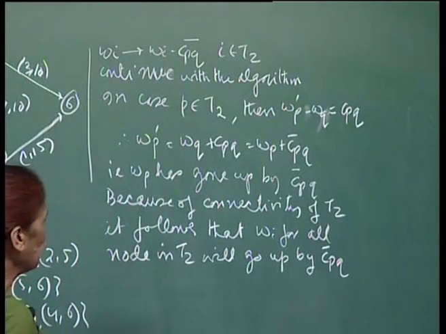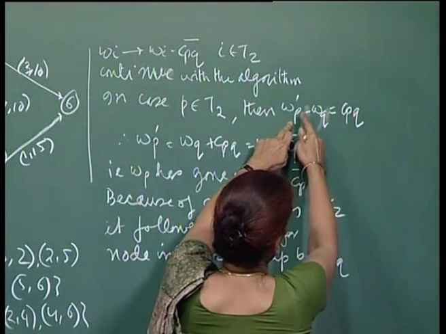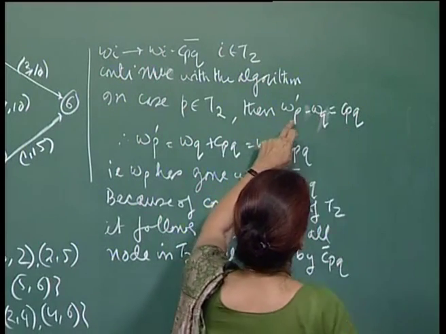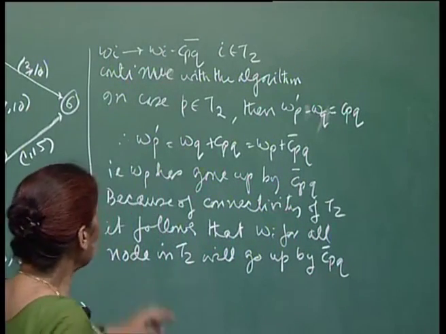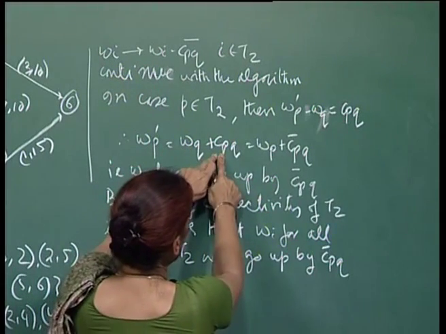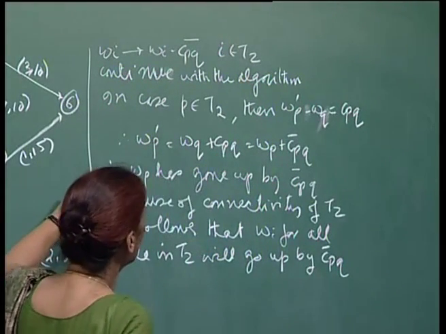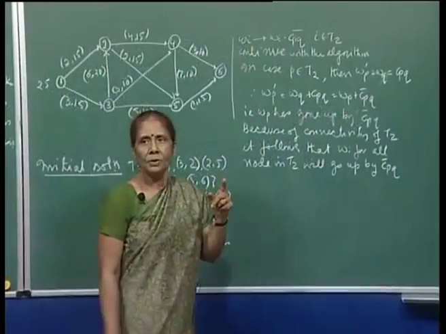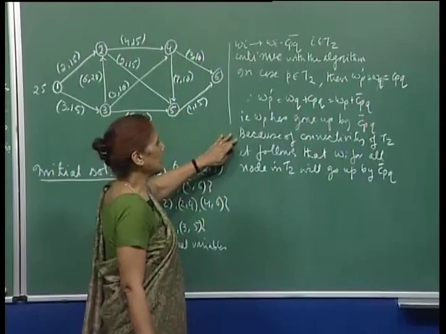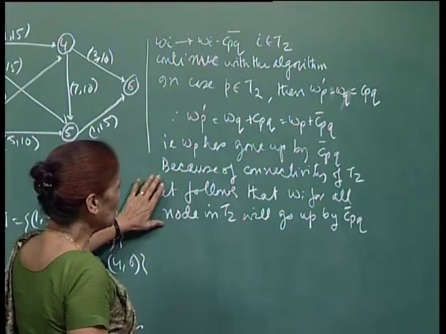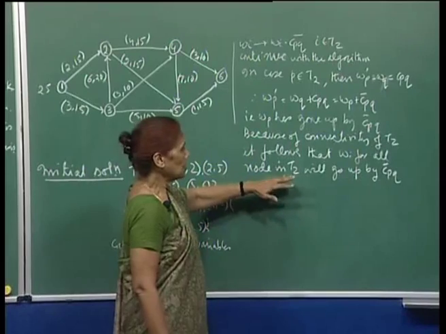In case P belongs to T2, then W prime P minus WQ is CPQ, because the arc is coming into the basis. So the new dual values should satisfy this dual constraint as equality. Therefore W prime P is WQ plus CPQ. Now when you substitute for C̄PQ, the WQ will cancel and you will have WP plus C̄PQ. So WP has gone up by C̄PQ. If P belongs to T2, the value will go up by C̄PQ, and since T2 is connected, all nodes in T2 have their dual variables go up by C̄PQ.